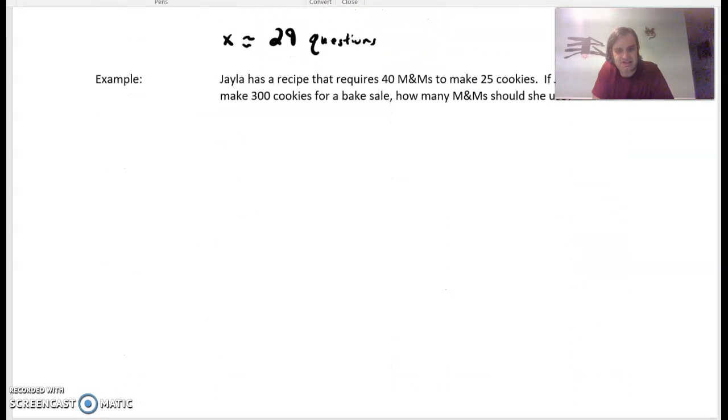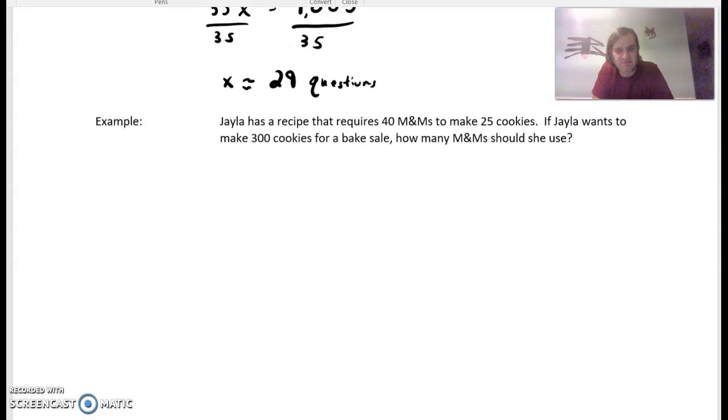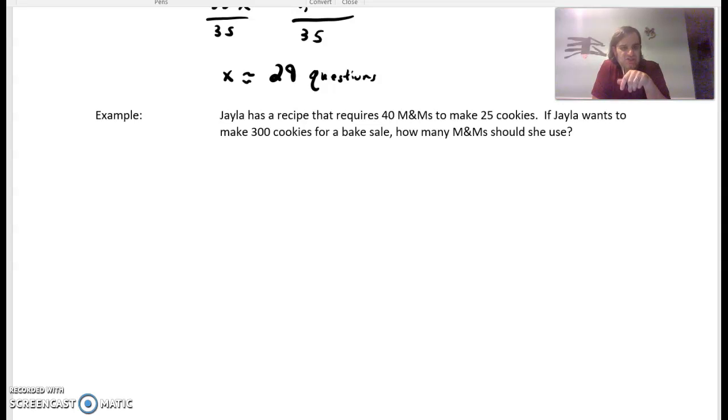Let's see. Here is the last example I'm going to have. Jayla has a recipe that requires 40 M&Ms to make 25 cookies. If Jayla wants to make 300 cookies for a bake sale, how many M&Ms should she use? So let's set up our proportion. 40 and 25 go together. So 40 M&Ms make 25 cookies. That's the two things we're comparing.